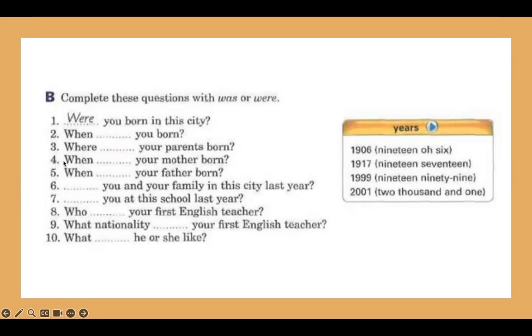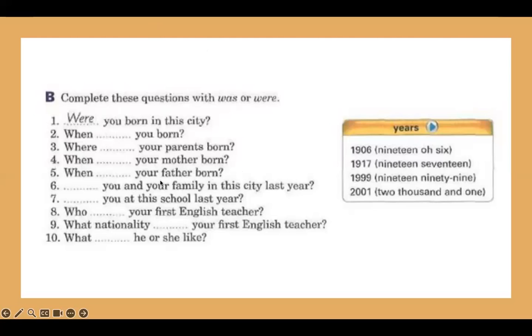What about the fourth one? When was your mother born? Okay, excellent. What about the fifth one? When was your father born? Let me see. Okay. Tenemos cinco. Cinco participantes. Okay, what about the next one?